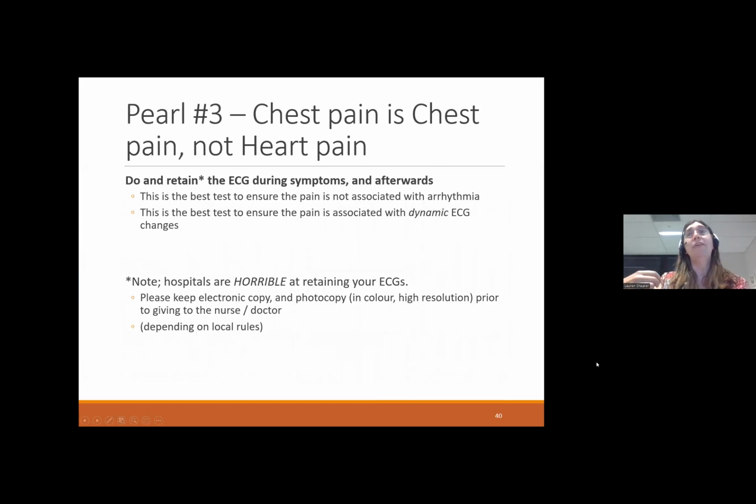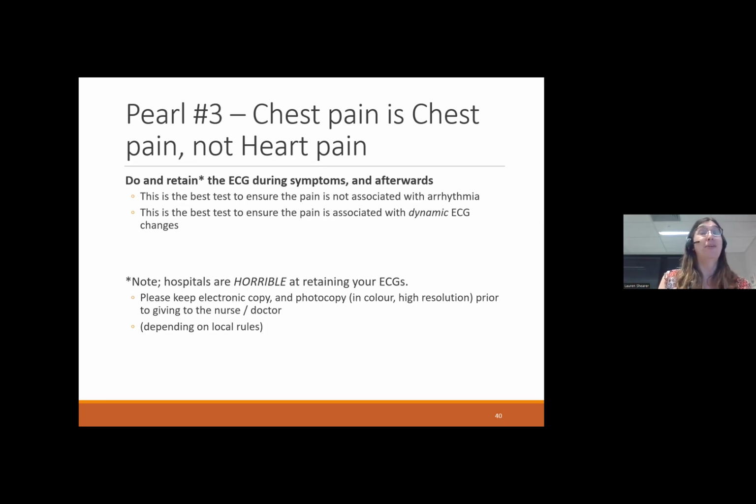Now, do and retain those ECGs during the symptoms, but also afterwards. If the chest pain is getting better, we need to see whether there are dynamic ECG changes, because this is the test that helps us exclude an arrhythmia. This is the test that helps us exclude dynamic ECG changes for the very unlikely causes of congenital coronary artery abnormalities.